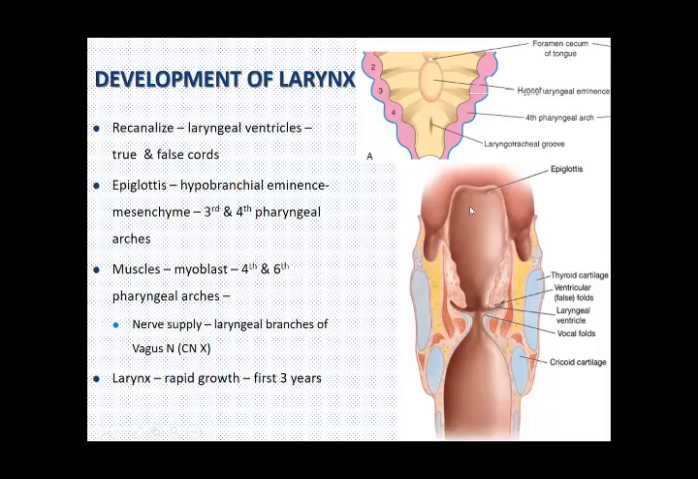Now I told you the hypobranchial eminence is a midline condensed mesenchyme, and this mesenchyme is contributed by the third and fourth pharyngeal arches. So the hypobranchial eminence is formed from the third and fourth pharyngeal arches. From the caudal half of the hypobranchial eminence the epiglottis develops, and from its cranial half the tongue develops. Okay.